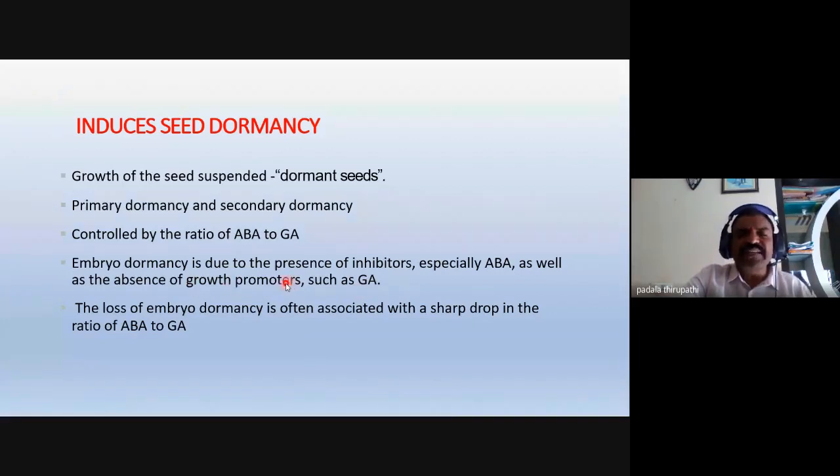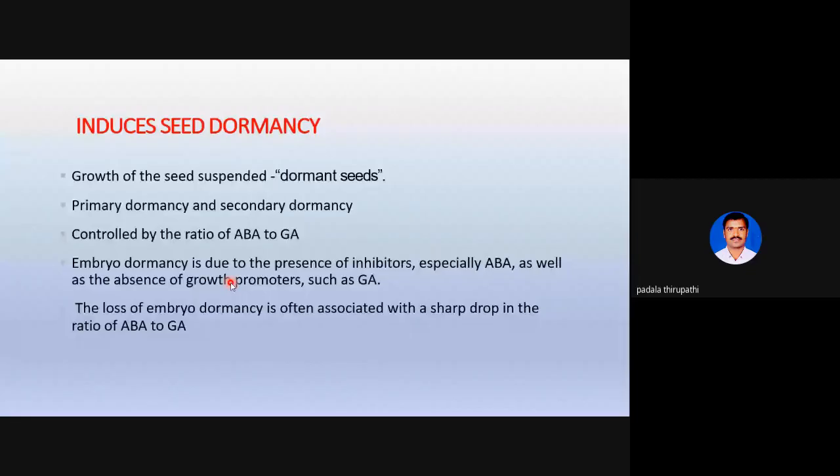Whenever gibberellic acid is absent, or at the same time ABA is present, this is responsible for the dormancy of the embryo. The loss of embryo dormancy is often associated with a sharp drop in the ratio of ABA to GA. So with this variation in the concentration of ABA and GA, when GA is increased, the embryo dormancy is decreased, and when GA concentration is decreased, automatically the embryo dormancy is increased. So this is the variation.